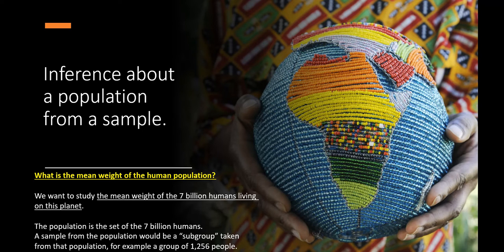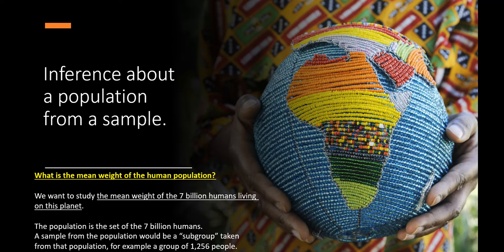For example, here, the research question is, what is the mean weight of the human population? We want to study the mean weight of the 7 billion humans living on this planet. 7 billion or 8 billion, I don't really remember how many we are. The population is the set of the 7 billion humans, okay? A sample from the population would be a subgroup, a little group taken from that population. For example, a group of 1,256 people.